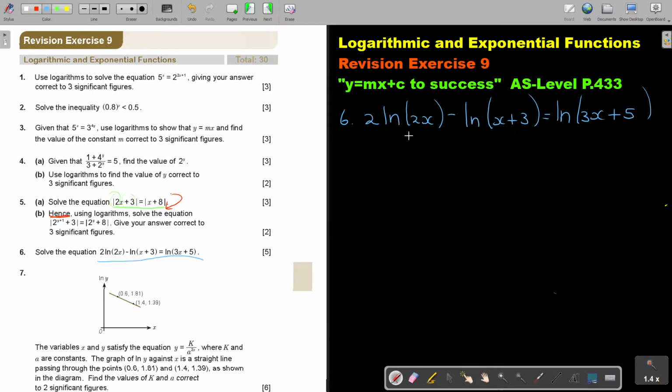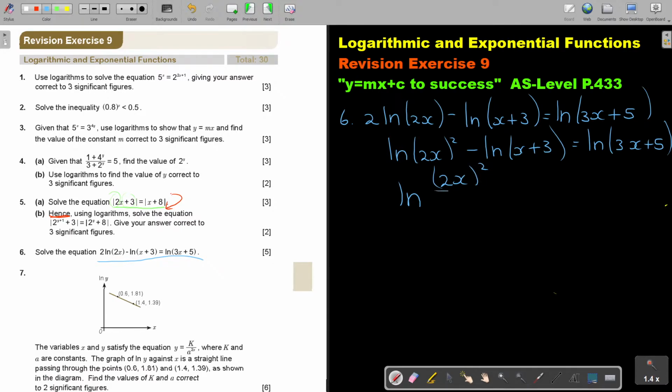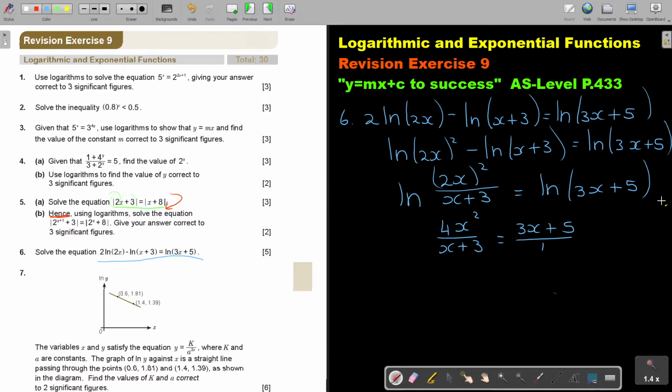Okay, now if we start, I will now do my division, my quotient, because I'm going to try to get rid of the lns. And in the previous one, I did the opposite. So now I'm going to have ln, and I'm going to have 2x squared over x plus 3 equals ln 3x plus 5. Okay, so I'm taking the lns away on both sides. So I have 4x squared over x plus 3 equals 3x plus 5. And that's over 1. And do you see? So instead of putting it, I can take it away. But then I must have one term equals one term with the lns in front.